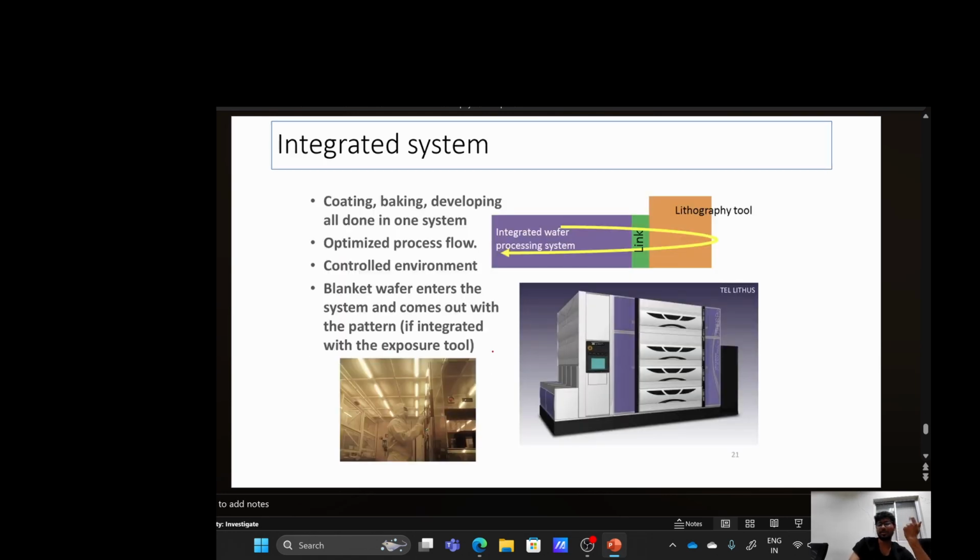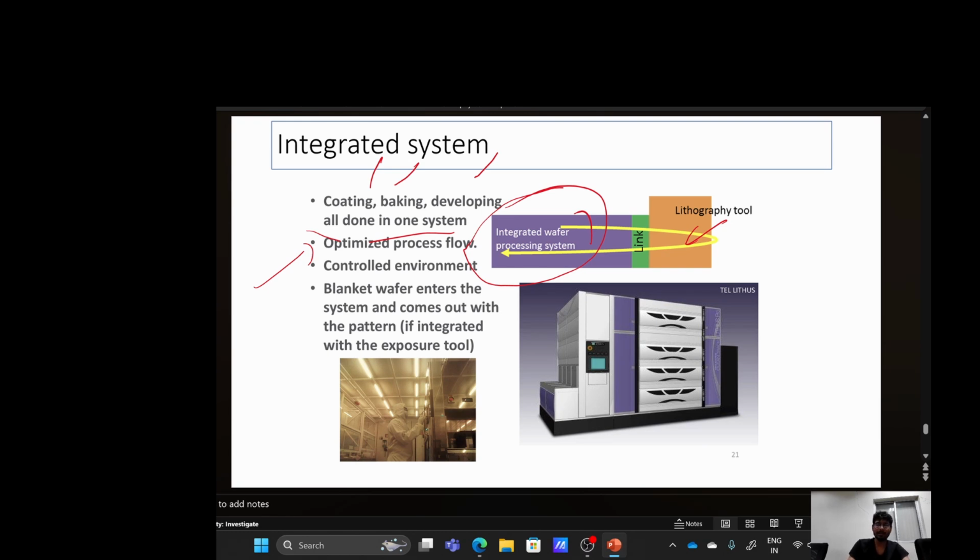How can you solve this problem? You can integrate the whole system, linking the lithography tool so that coating, baking, developing and everything can be done in a single system. You can optimize the process flow: how much time you need to give, and how much time for cool down, like 1 minute or 2 minutes. You should not go beyond that time. If it is more exposed to the outer environment, that will hamper your device.